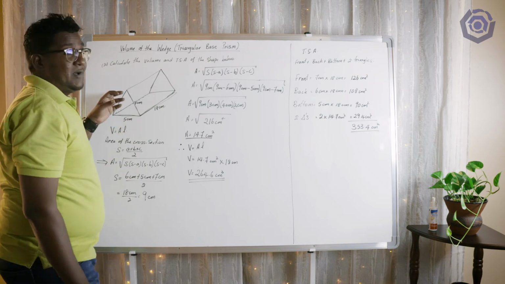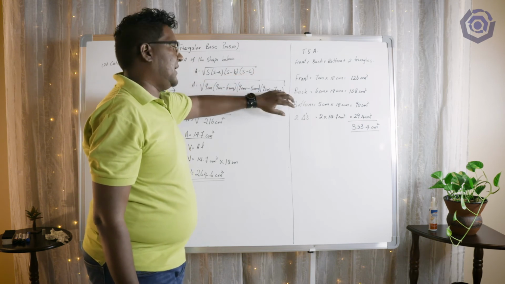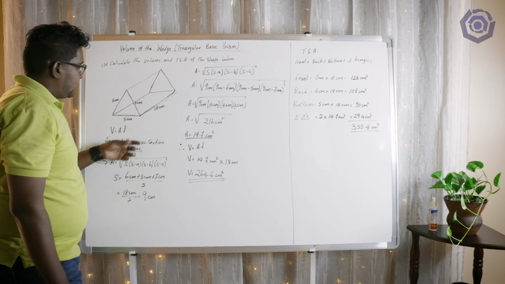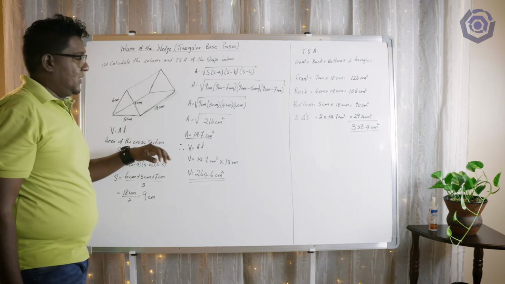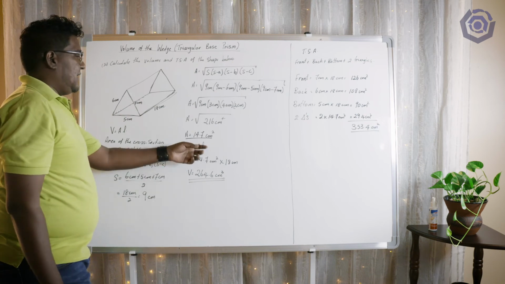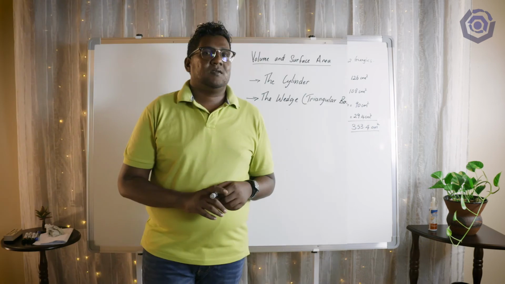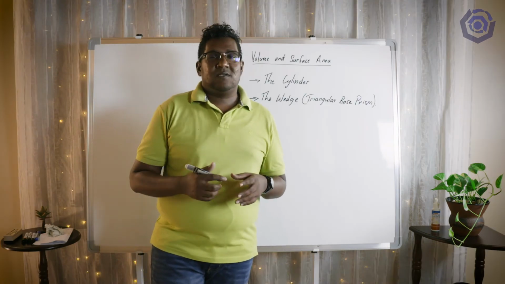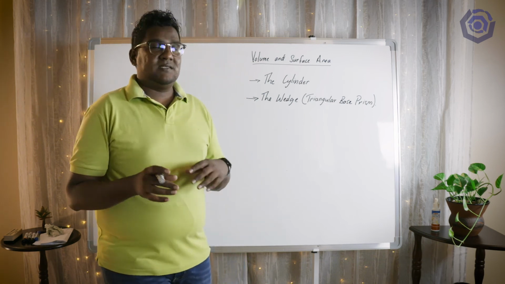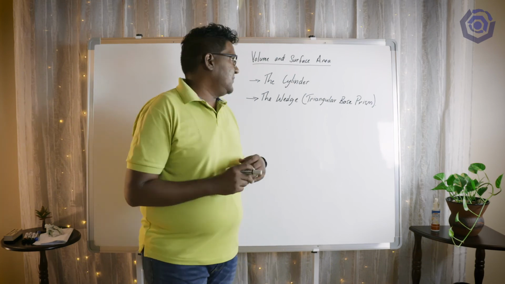Remember, if you don't have the height, you find the area of the front, the back, the bottom, and the 2 triangles. And again, if you don't have the height, you have to resort to using Heron's formula to find the area of the cross section and then multiply it by the lateral length, or the length of the shape, to find the volume. So this brings us to the end of volume and surface area of solids. In today's lesson, we looked at the cylinder and the wedge, or we call it the triangular base prism.